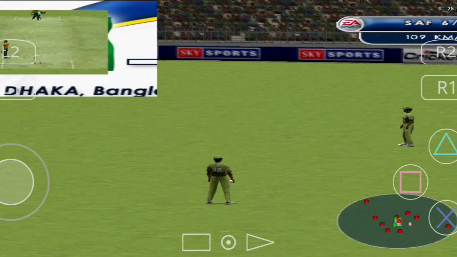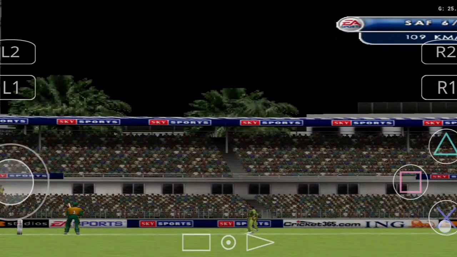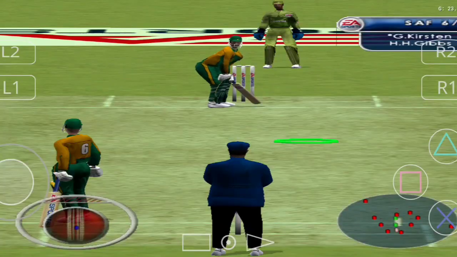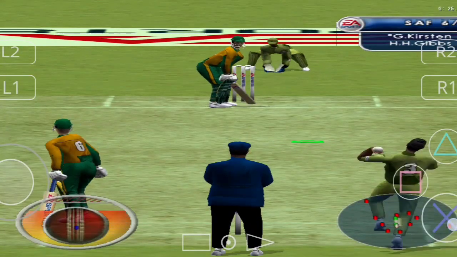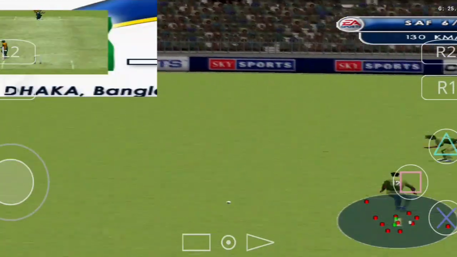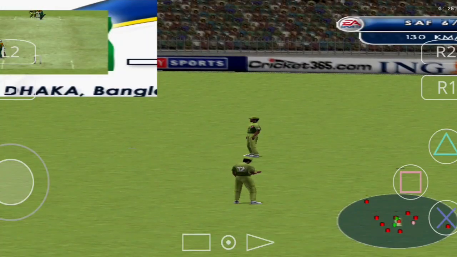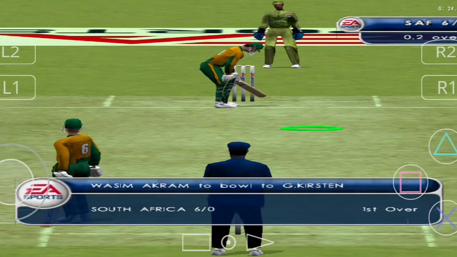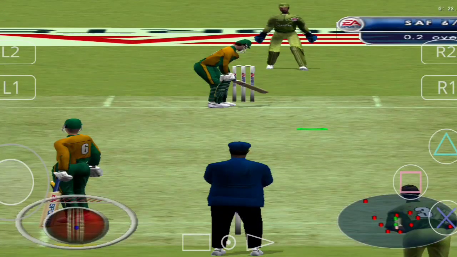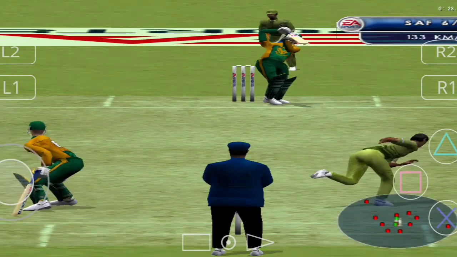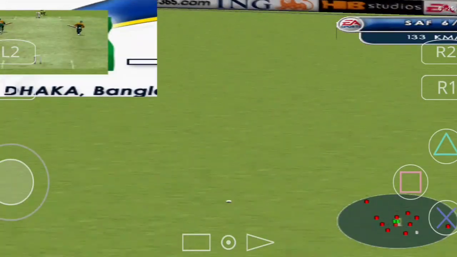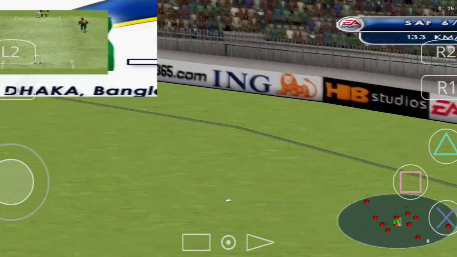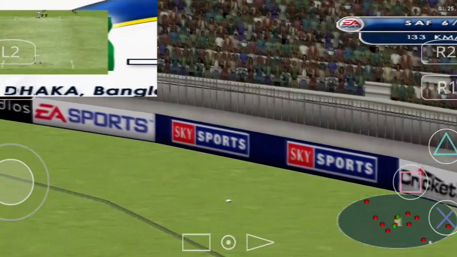Hit straight at Abdur Razak. Kirsten is now facing. Stopped in the covers. Great shot by Kirsten. That's the first boundary for Kirsten.